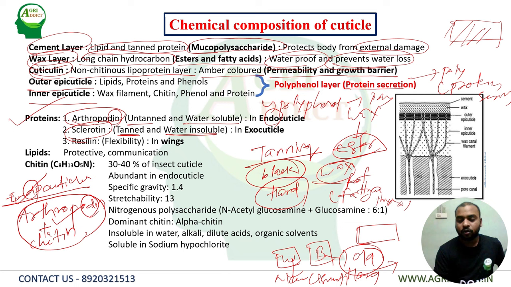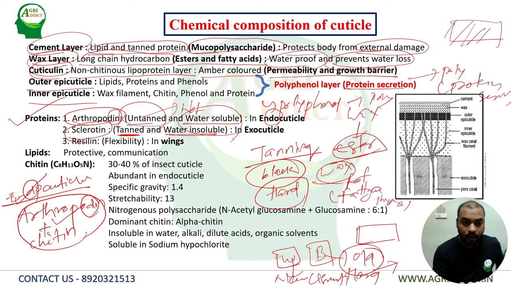The same trick you have to apply here also. This sclerotin is tanned in nature. That means it is very hard and very black in nature. That's why it is water insoluble. But arthropodin is untanned. That means it's not black and not hard. That's why it is water soluble. And I have told you, in arthropodin D is there, in endocuticle also D is there. That means this endocuticle consists of chitin and arthropodin.